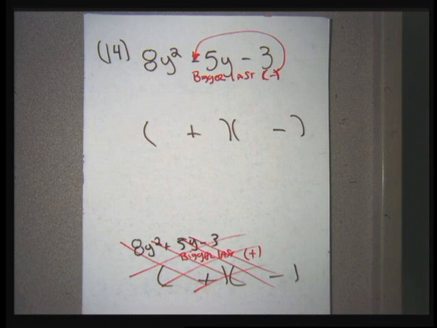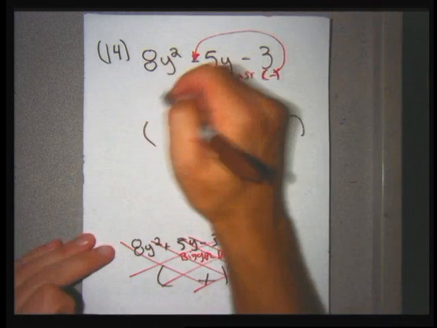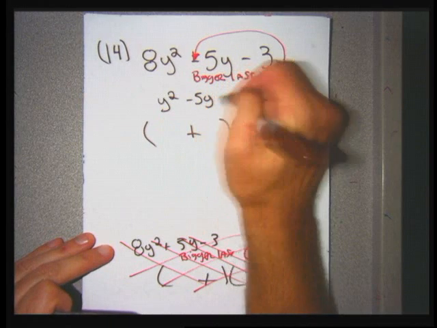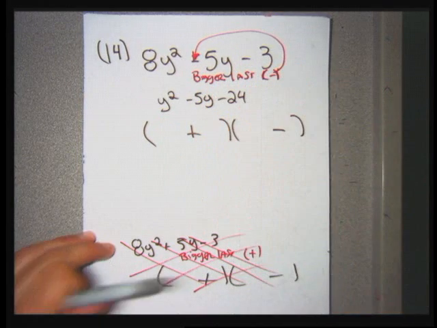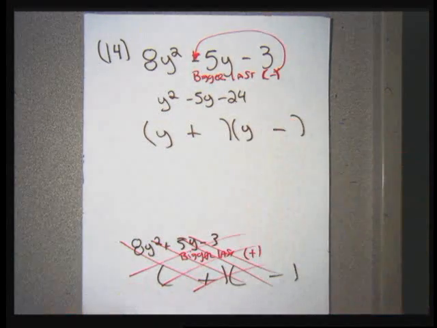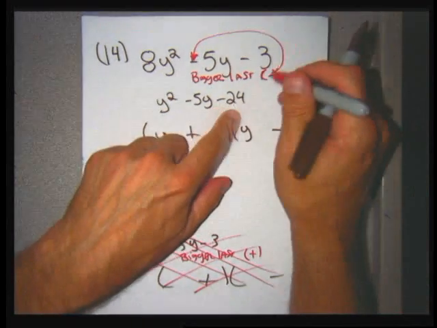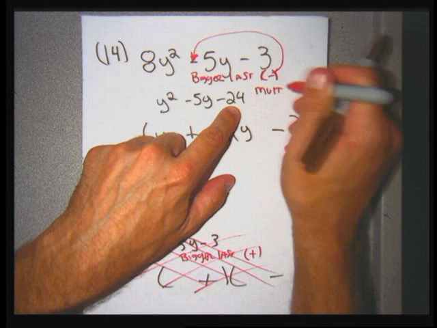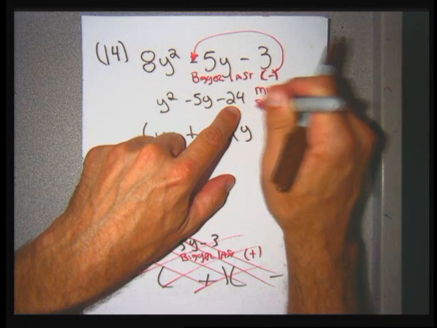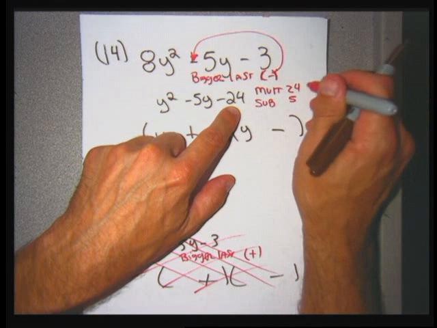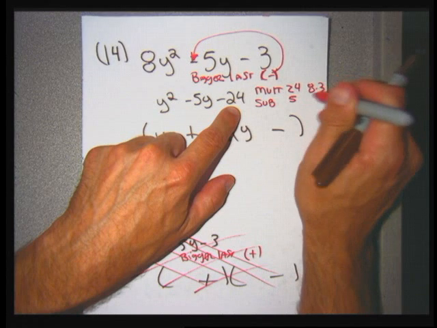So I'm going to start bottoms upping this. I'm going to multiply the 8 into the 3 and get y squared minus 5y minus 24. Signs are down already. I split my y between the first two parentheses for my firsts. My lasts need to give me that 24 and that 5. My lasts are going to have to multiply to be the 24, subtract to be the 5, and the bigger has to be negative.